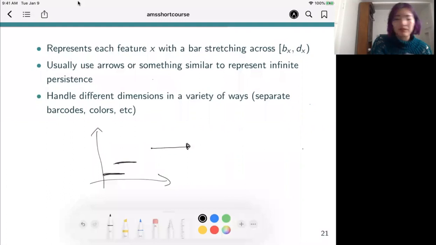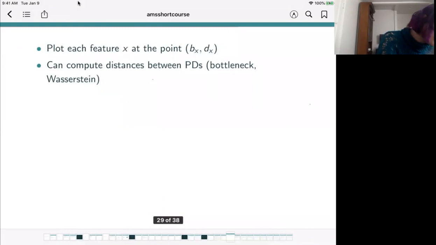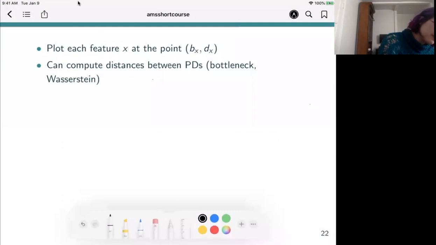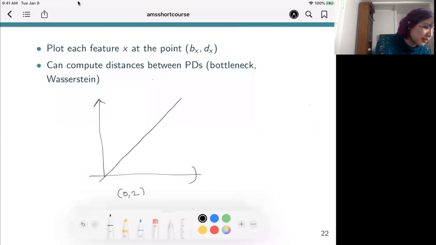Okay. Your next option is something called a persistence diagram. These have become really common because they're really convenient to work with in a lot of ways. A persistence diagram looks kind of like a scatter plot. If I have a feature that's born at 0 and dies at 2, then I'm just going to plot it at (0, 2). And then I plot all my features in this way. You'll notice that because everything has to die after it was born, things are going to be above the diagonal always.